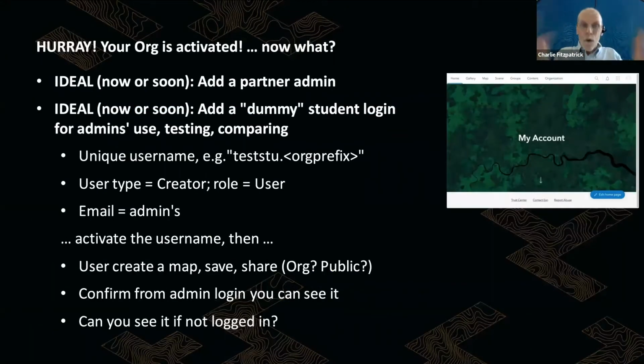You've activated your org. Wonderful. Now what? Make sure that you add a partner admin at some point. Ideal now, and that you can work with your partner. And then that you also add a dummy student login so that you can use this for some testing and comparison. So give it a username, and something that we recommend is use that org prefix as the last part of the username. Give it a creator user type and a role that is user. Use the admin's emails, activate that, and then go ahead and create a map, save it, and see if you can see it from the admin side or from the public side.